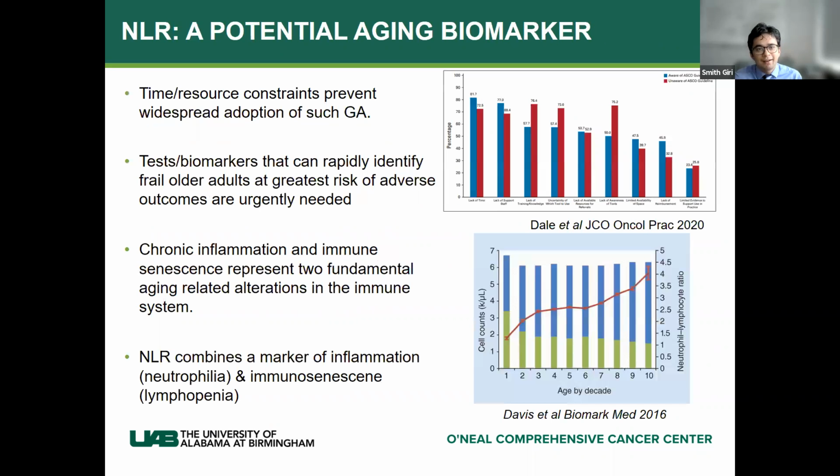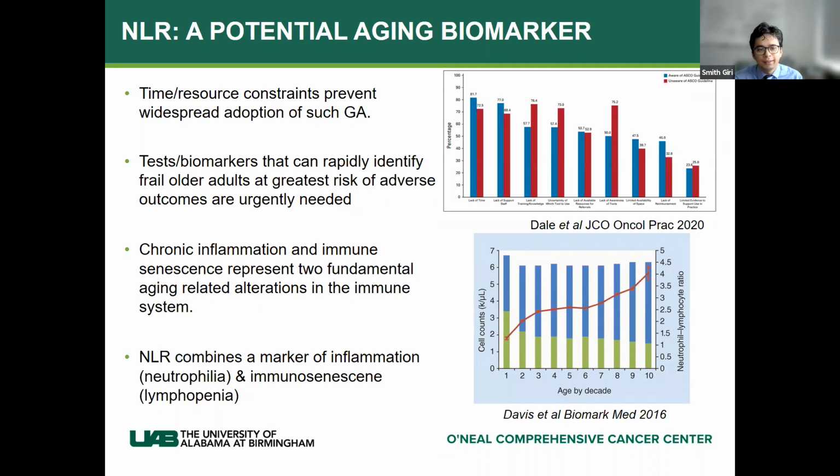The problem with geriatric assessment is that it's not utilized. In a survey conducted by the American Society of Clinical Oncology last year, only 20% or fewer clinicians were actually using geriatric assessment in routine clinical care. Time and resource constraints were the two most commonly cited reasons for not using geriatric assessment. Therefore, there is a need for easily obtained tests and biomarkers that can rapidly identify frail older adults at greatest risk of adverse events.